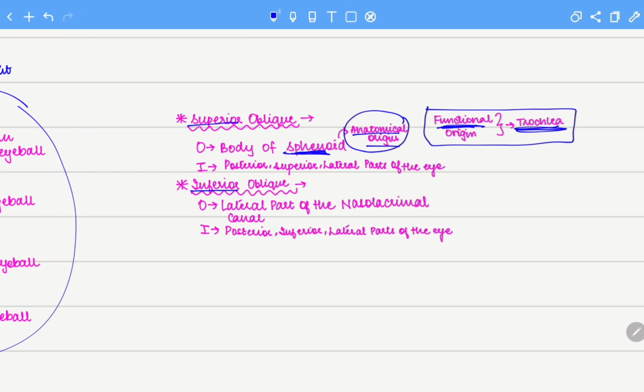The superior oblique is going to insert on the posterior, superior and lateral parts of the eye, while the inferior oblique is going to originate from the lateral part of the nasolacrimal canal, while it inserts onto the posterior, inferior and lateral parts of the eye. One important point that must be kept in mind is that the inferior oblique is the only extraocular muscle that is originating from the anterior portion of the orbit. All other muscles are originating close to the apex of the orbit. Hence, that makes this muscle different with respect to its origin site.